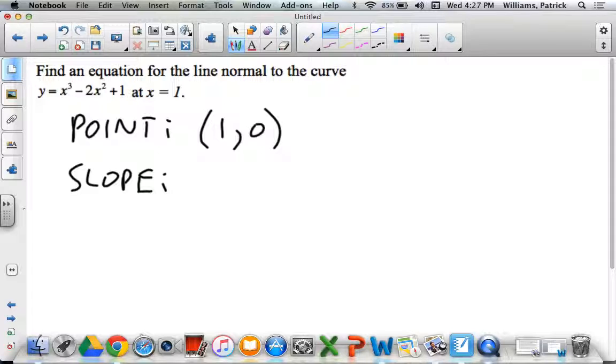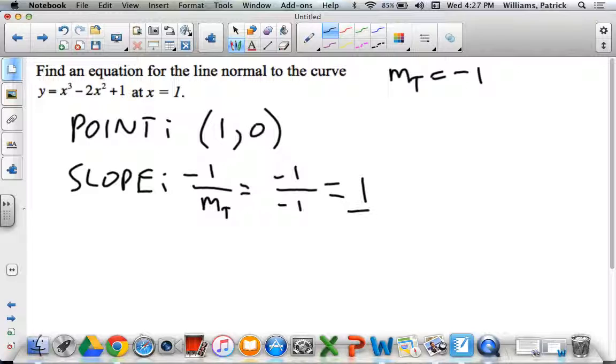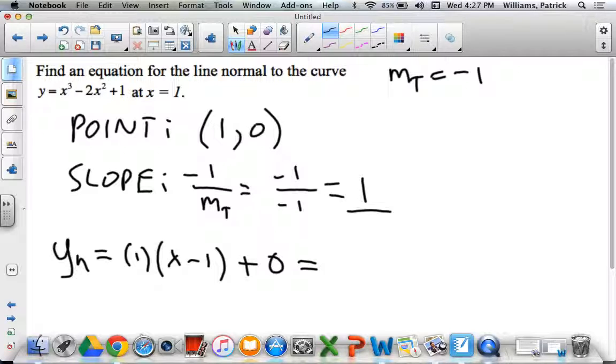Okay, well, remember our slope before, the slope of the tangent line, we'll call that m tangent, from the previous case was negative 1. So the slope of this will be negative 1 over that tangent line slope, which will just be negative 1 over negative 1, which is just 1. All right, so if we plug that into the normal line equation, we'll get the normal line will be that slope 1 times x minus 1 plus our value for f of 1, which would be 0. So all we get in this case is that x minus 1 would be our equation for that normal line.